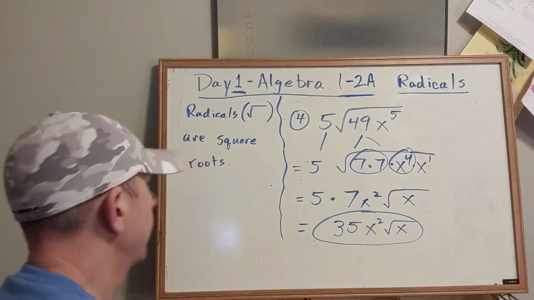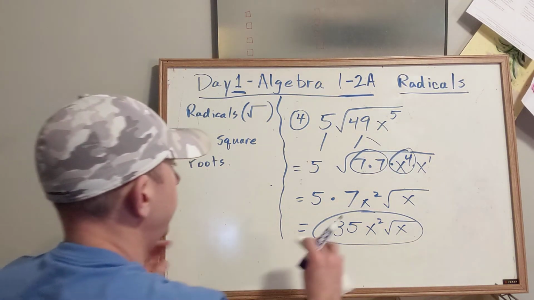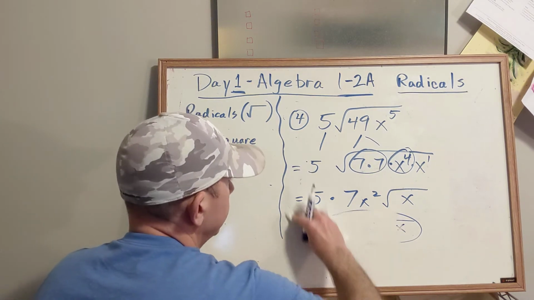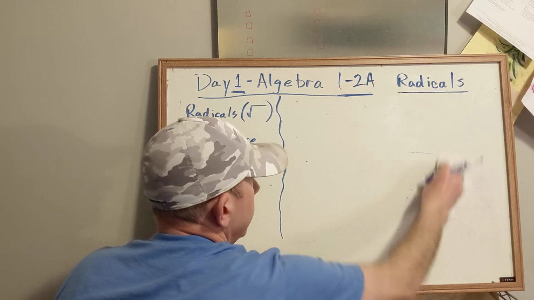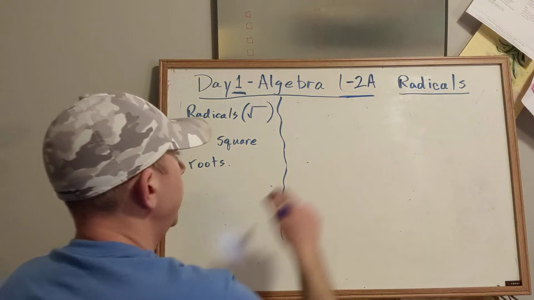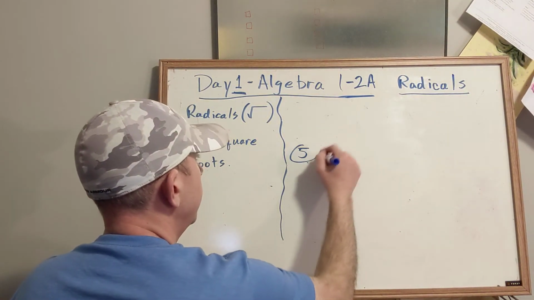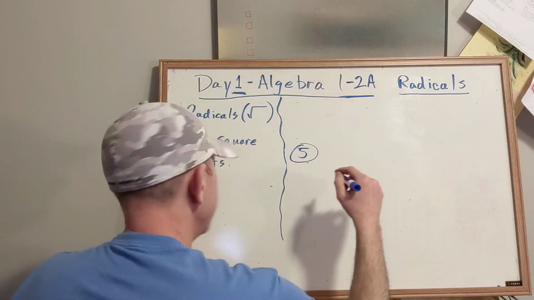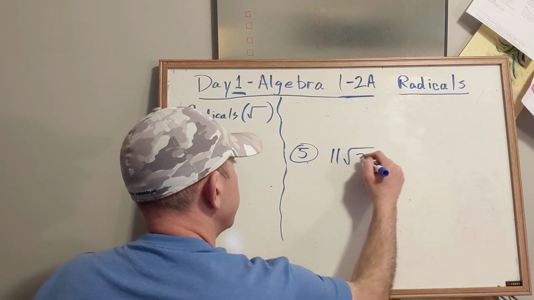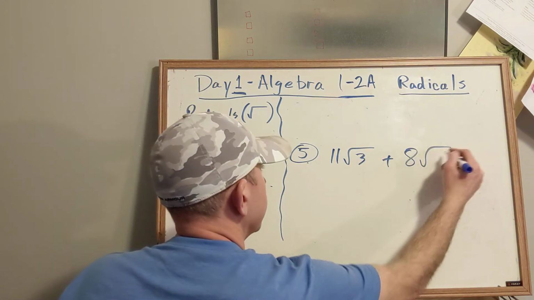Okay? All right, last one. Number 5, and actually number 5 is probably the fastest one. So number 5 is going to go back to a concept that we did all the way back with combining like terms. So if we have 11 radical 3 plus 8 radical 3.